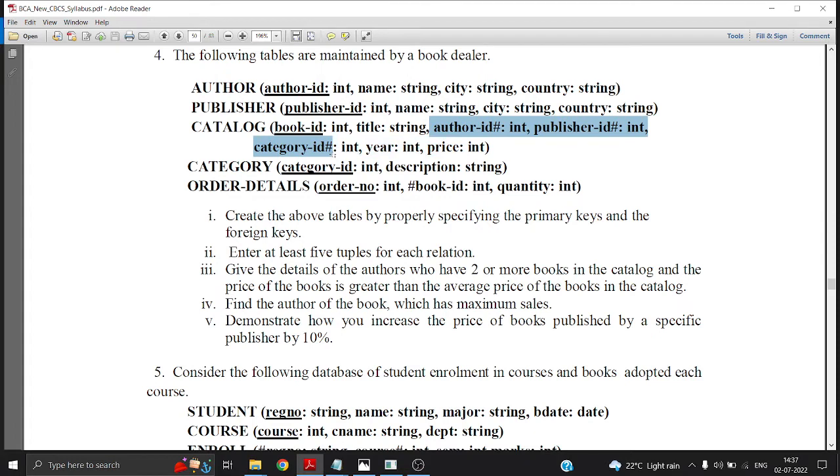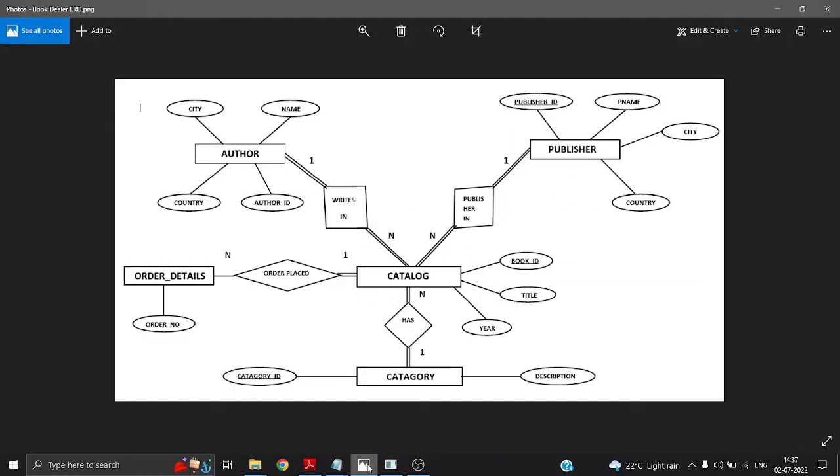Which information? Every book is having author details. Every book is having the publisher details. Every book is belonging to some category. Because of that, catalog table is related with the three different entities. See, catalog is related with the author, catalog is related with the publisher, catalog is related with the category. That means this catalog table is related with these three.